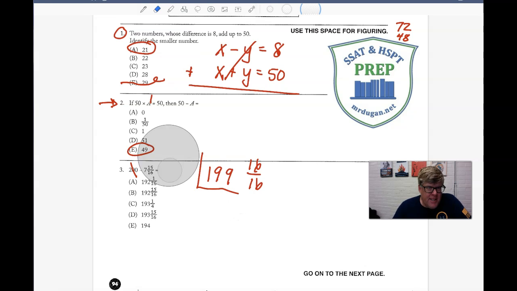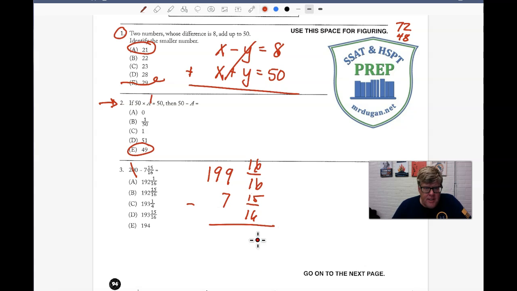So 199 and 16 sixteenths minus 7 and 15 sixteenths. Pretty easy. 1/16 here and 192 there. That's not too bad, okay? So A.